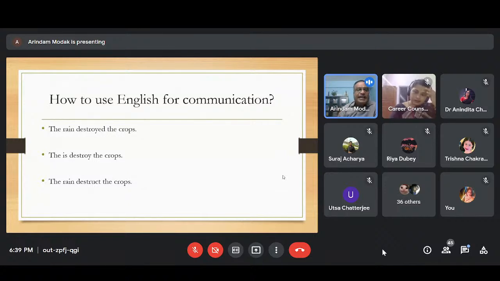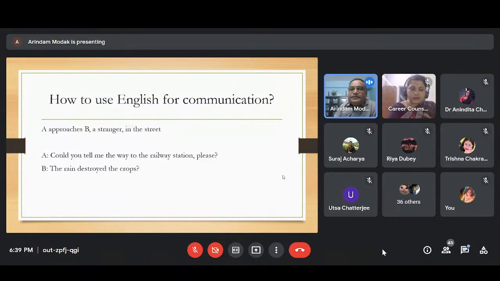It happens spontaneously. So, according to our principle of framing sentence, the rain destroyed the crops is a correct sentence. Now, suppose that there is a person called A, that A approaches B. B is a stranger. A does not know B in the street. Now, A asks B, "Could you tell me the way to the railway station, please?"